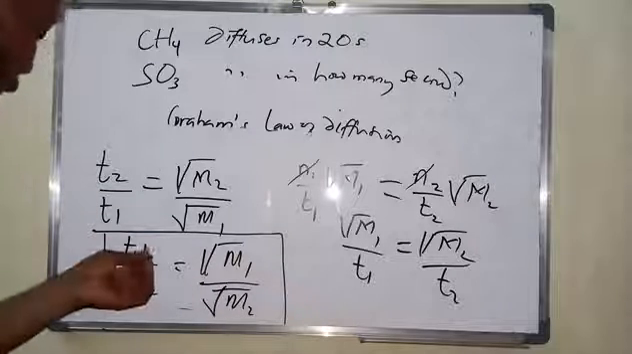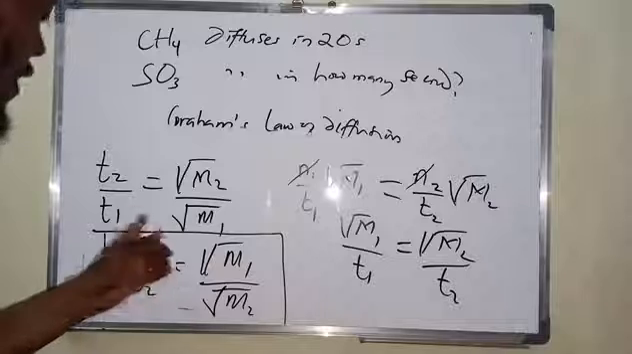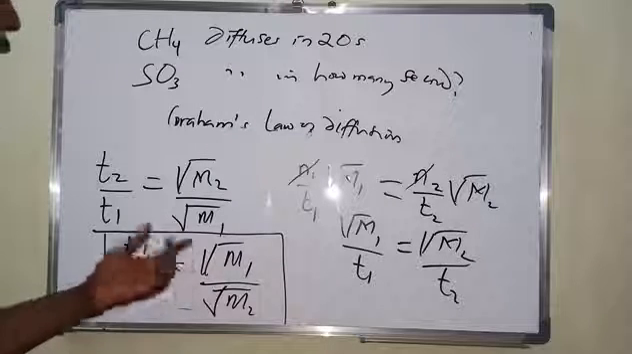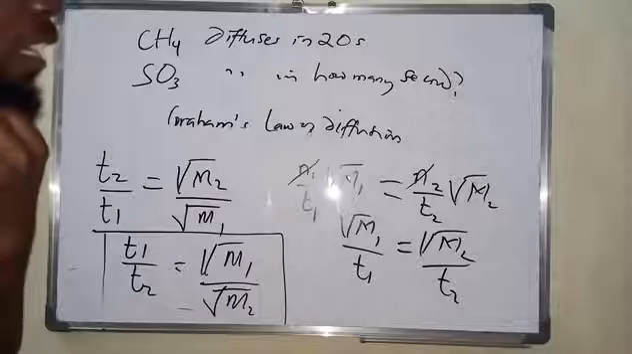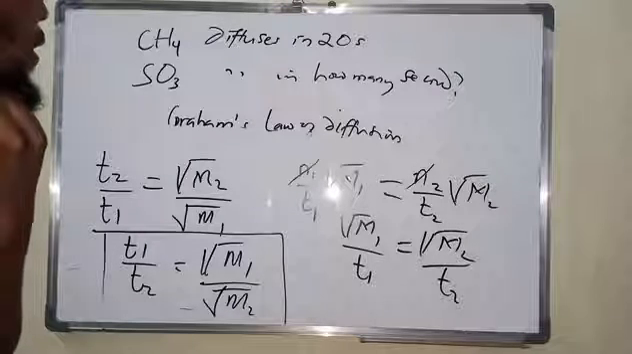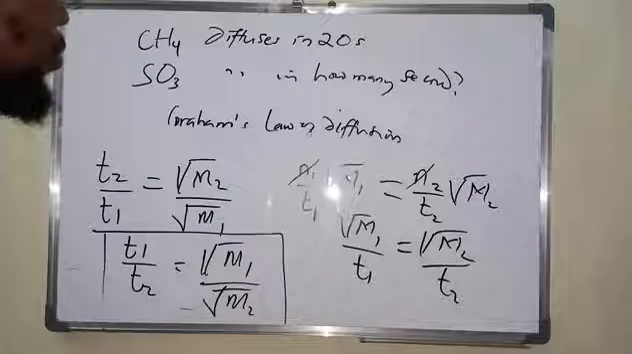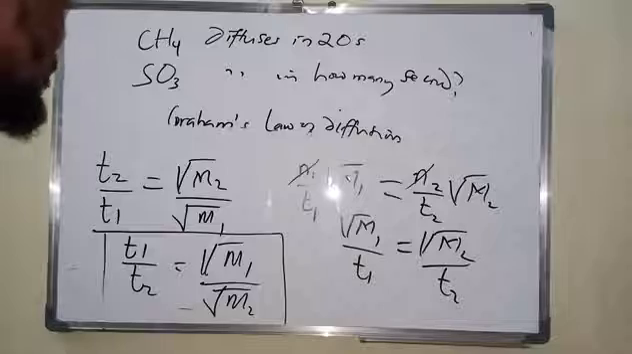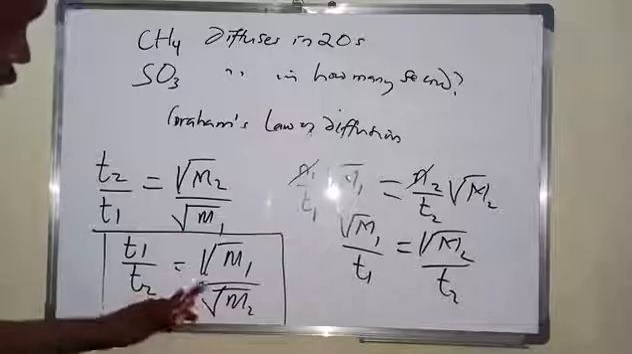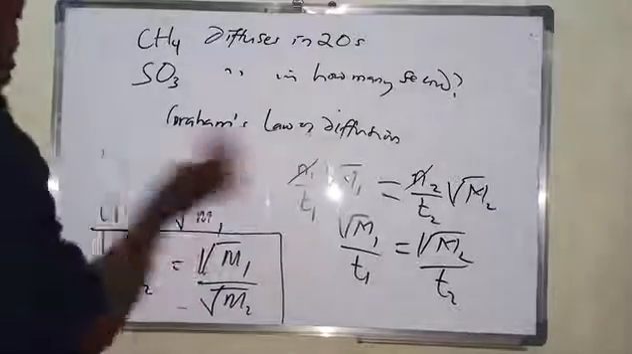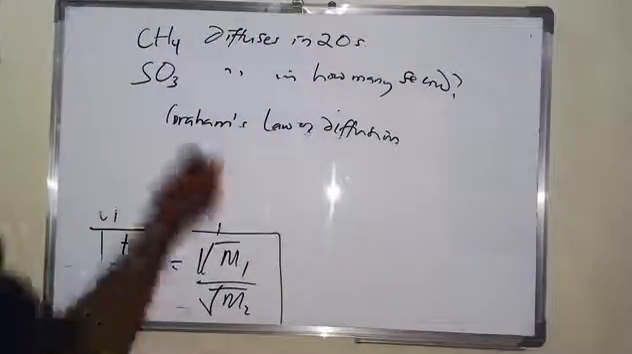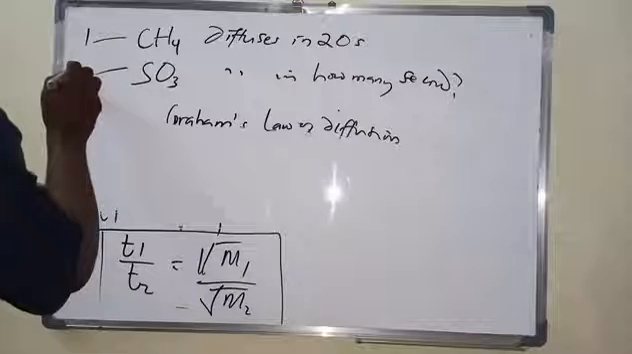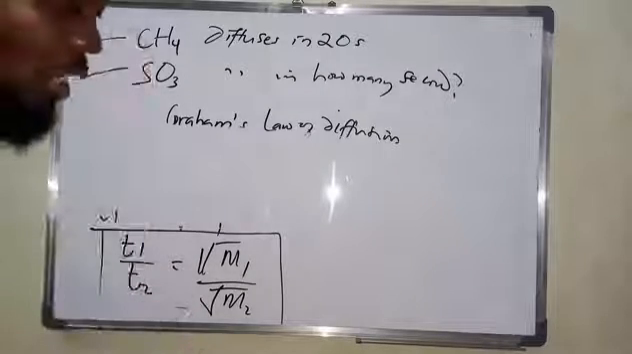So this is to say that in the case of time, if you are using time, it is a direct proportionality that we're going to encounter. So how do we go about it? This is the formula we're actually going to use to answer our question. For the first gas, let's assume methane is gas 1, then sulfur oxide is gas 2. And in the question, they gave the atomic masses.